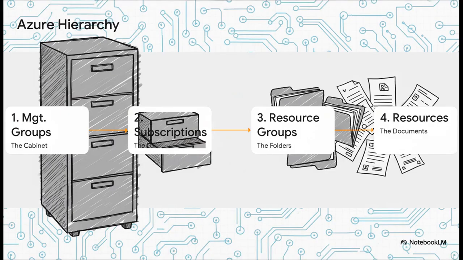And here is that hierarchy, from the very top all the way down. At the top, you've got management groups. That's the entire filing cabinet. Inside that cabinet are your subscriptions, which are like the big drawers.